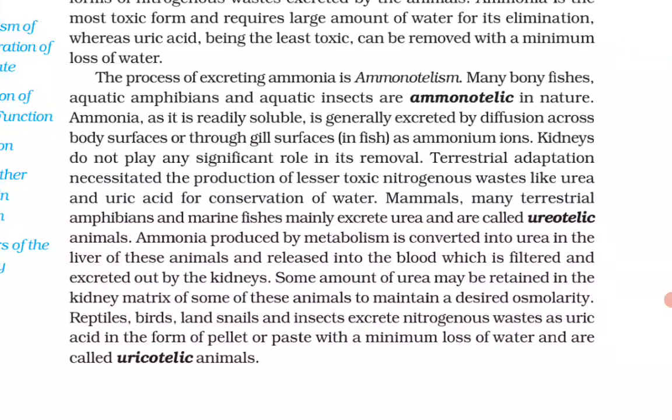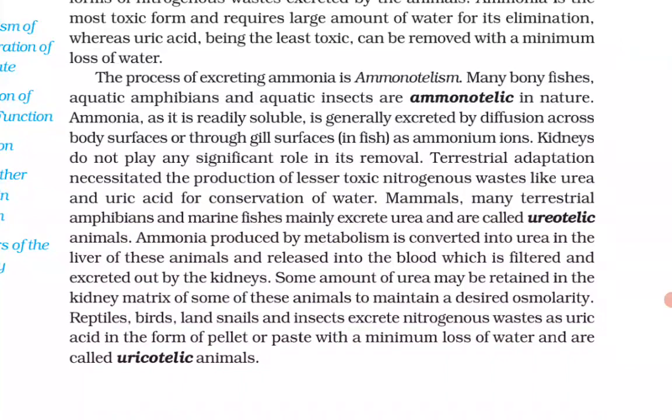Ammonia, as it is readily soluble, is generally excreted by diffusion across body surfaces or through gill surfaces in fish as ammonium ions. Kidneys do not play any significant role in its removal. Terrestrial adaptation necessitated the production of lesser toxic nitrogenous waste like urea and uric acid for conservation of water.